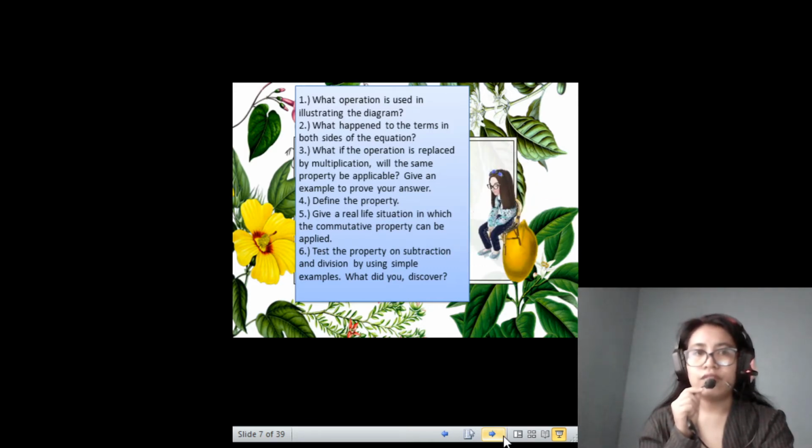Fourth, define the property. Fifth, give a real-life situation in which the commutative property can be applied. And lastly, test the property on subtraction and division by using simple examples. What did you discover?